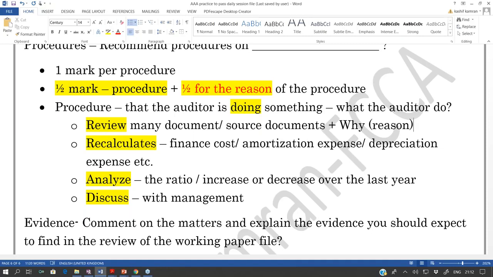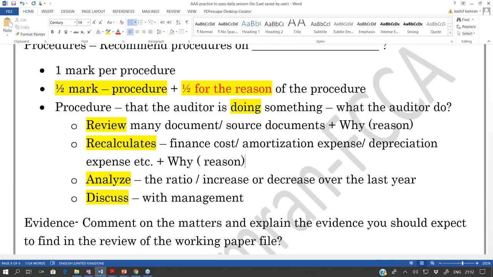This is very important because most of the time in the AAA exam, we don't write the why answer. That is not just confined to this topic. That is confined to the whole 100 marks paper, that we don't write the why. We don't write the why, right? So if the auditor says review the document, why are you reviewing the document? What's the reason? And if you say you recalculate the finance cost, then why? What's the reason of recalculating the finance cost, or what's the reason of recalculating the amortization expense? Analyze, analytical procedures, right?